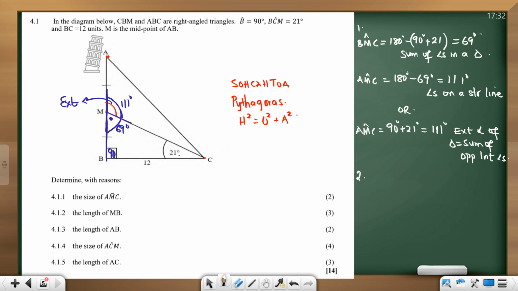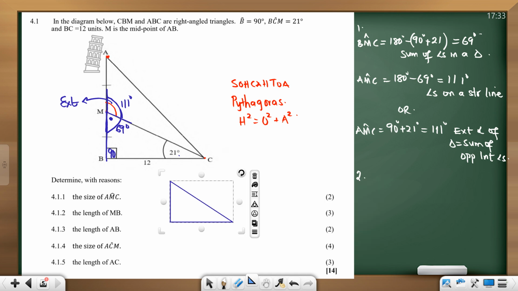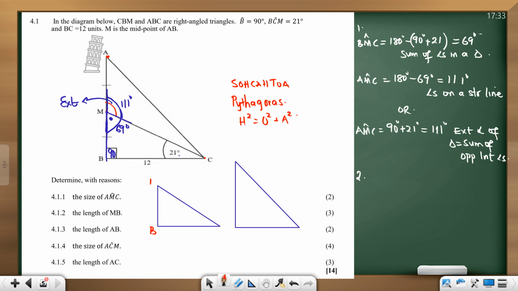Number two, the length of MB. Interesting. My beautiful learners, I want us to learn to break our triangles. There are two triangles here, so I'm going to break them down into two to make life very easy. It's always easy this way. B, M, C, 21 degrees. Then I have A, B, and C. I don't know any of the angles. But check this now. What am I looking for? The length of BM. Let's call this triangle 1 and triangle 2.